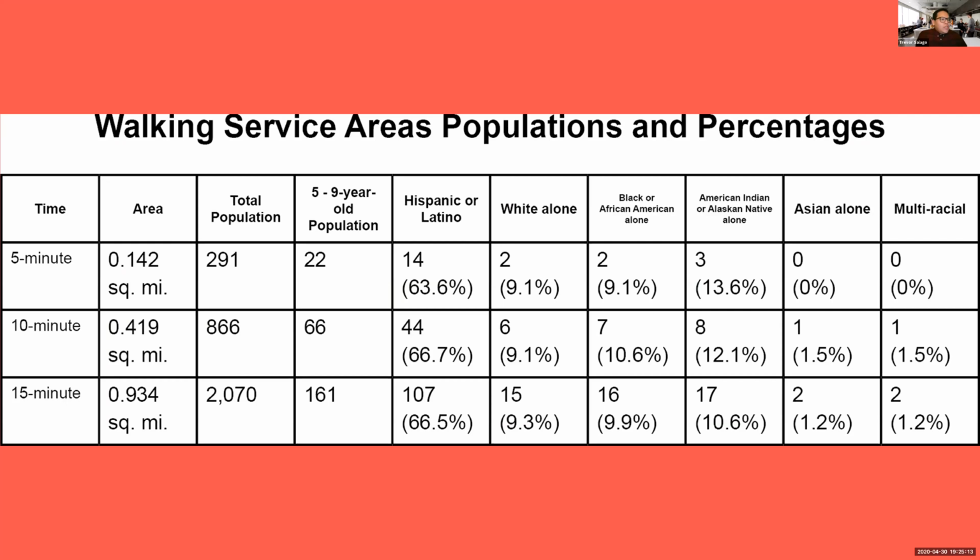The table shows the walking service areas, population breakdown, and area size. You can see the Hispanic or Latino group still holds a large percentage of the 5 to 9-year-old population. Notice it is difficult for Holiday to reach any other ethnic or racial group other than the Hispanic or Latino group in the walking service areas.